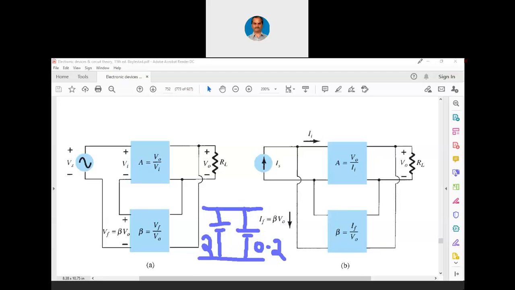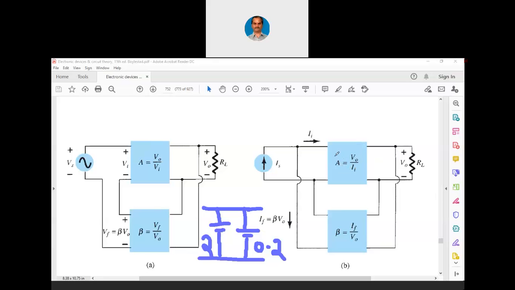So I hope you understood this. Now because of this current source notation, we have the gain as V0 by Ii. It is not a voltage gain now. Here in the case of the left side circuit, gain is V0 by Vi. It is a voltage gain only. Whereas here in the right side circuit, in case of voltage shunt feedback, A is not V0 by Vi, it is V0 by Ii.